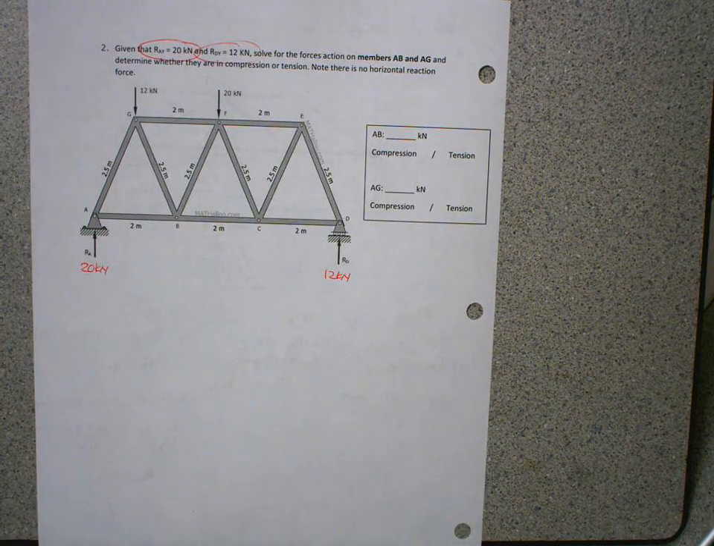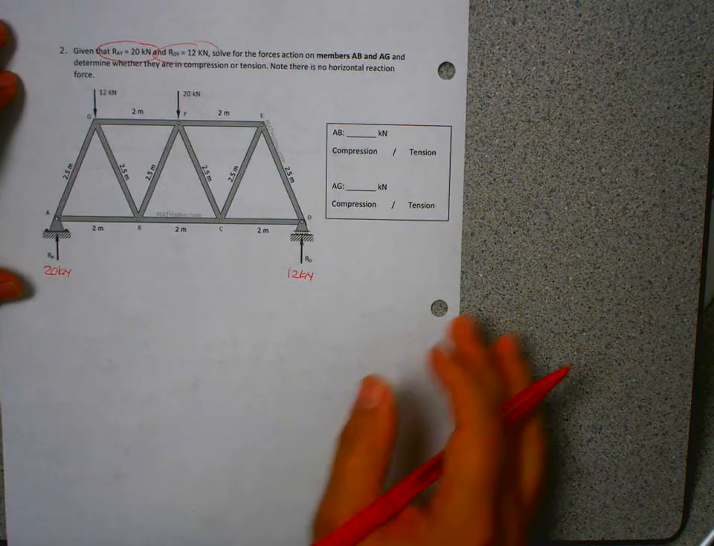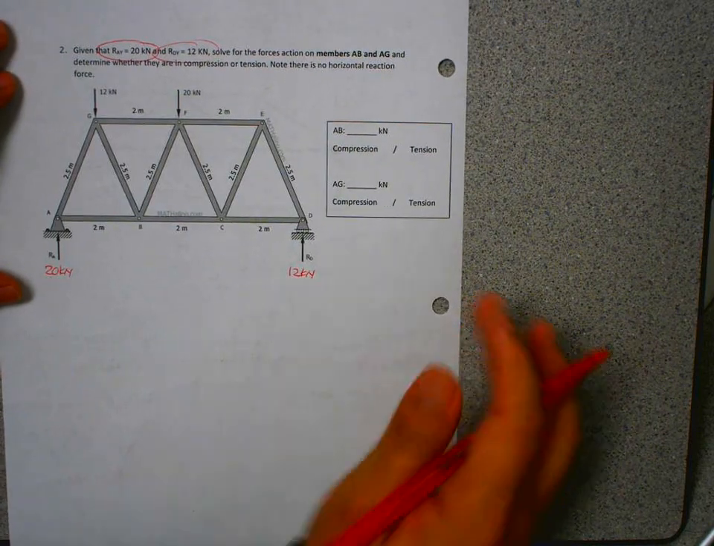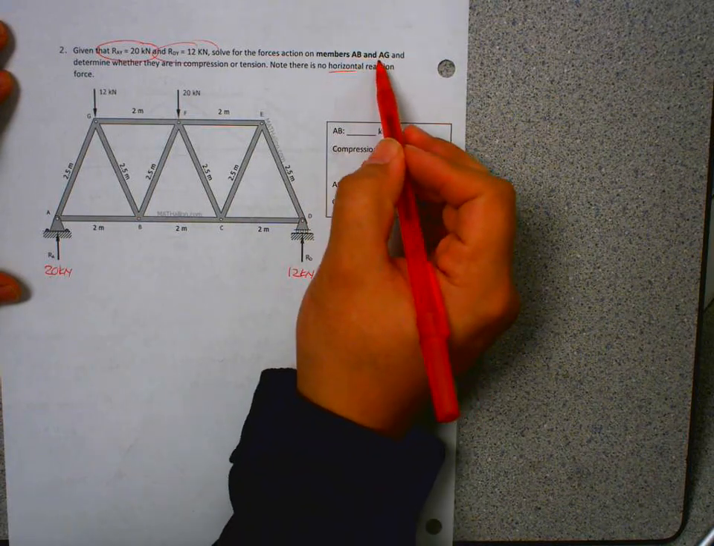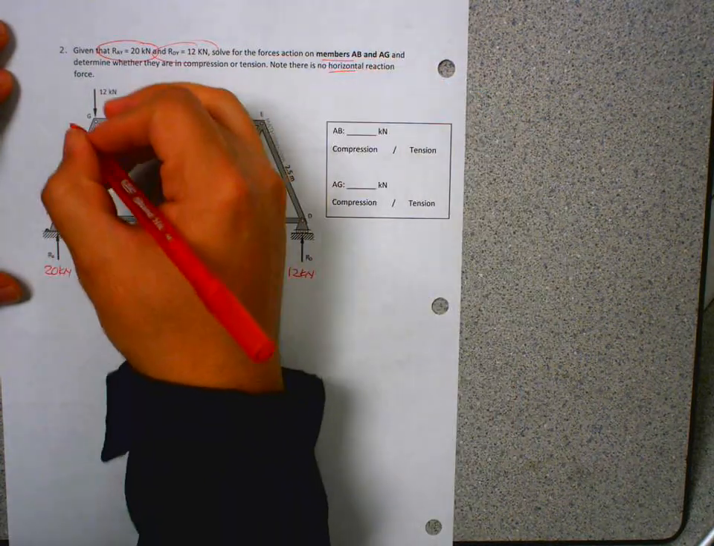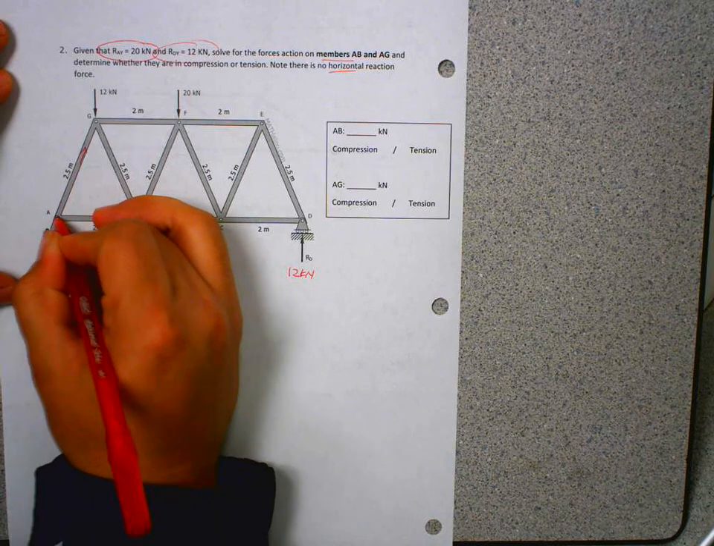It's kind of like saying 20,000 pounds. SI is a measure of force. All right. You're also told there's no horizontal reaction, so essentially RAX is 0. AB and AG is what we're solving for, so AG is this one, and AB is this one.